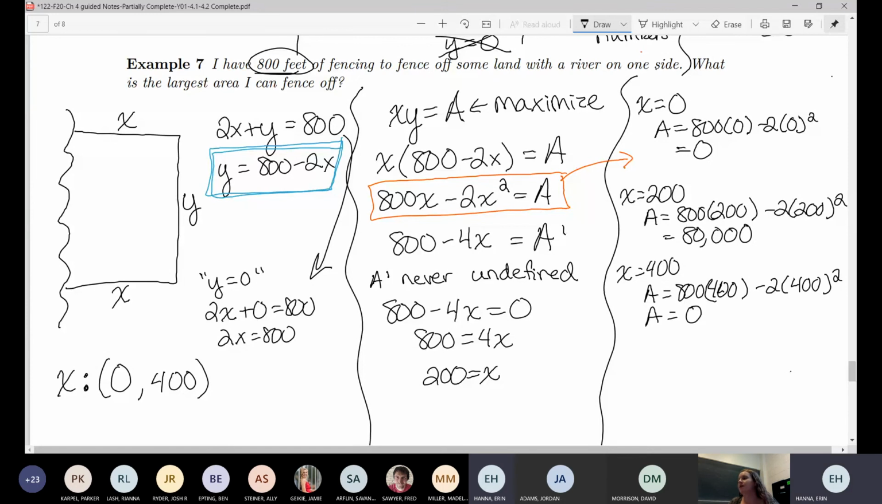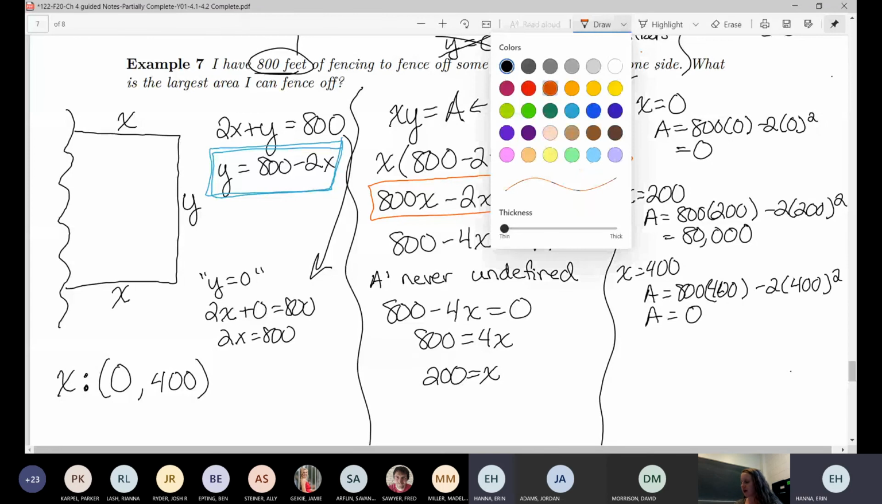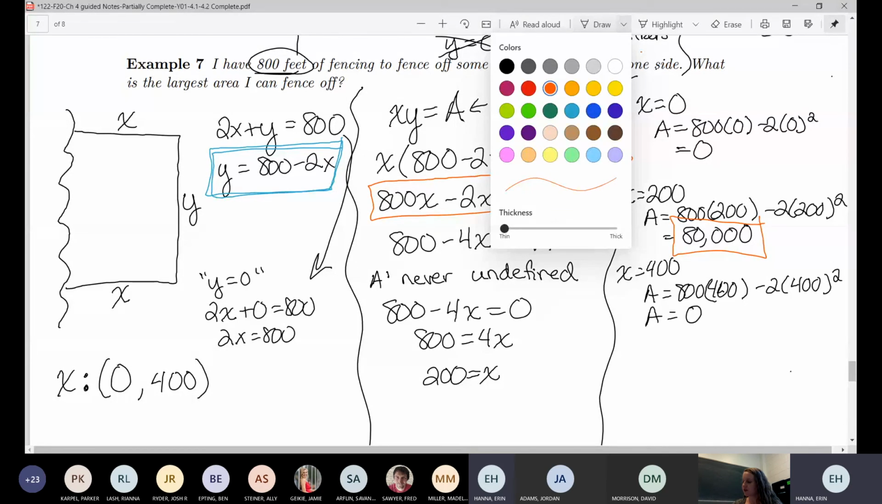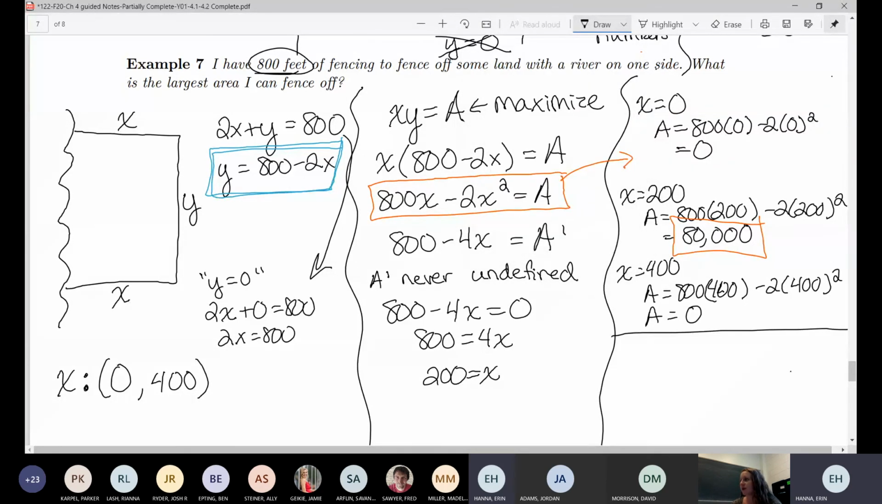We wanted the maximum, the largest area. So which one of those three numbers is largest? Hopefully that's pretty obviously 80,000. So we've essentially found our answer. We just need to actually write the answer now.